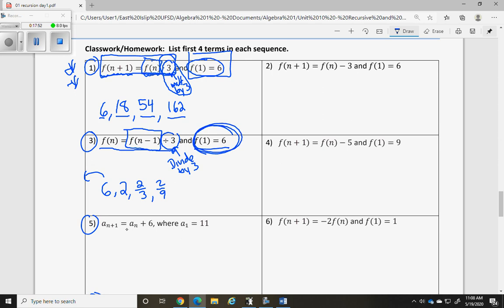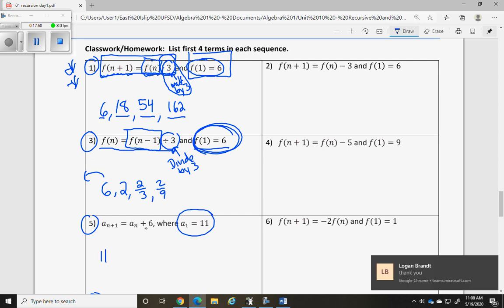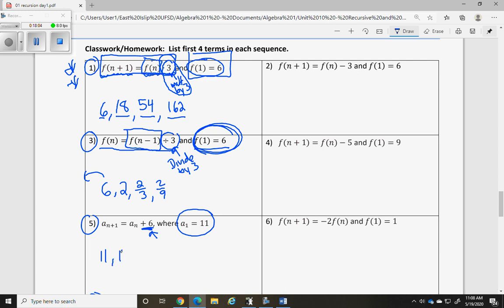So by looking at this, what do you know? Oh, I know my first term is an 11. This tells me what to do. Just keep on adding on 6. So I get 17, and then I get 23, and then I get 29. Not a big deal. Don't let the notation panic you. This is not a big deal. It's what you know, and then do something to it each time.